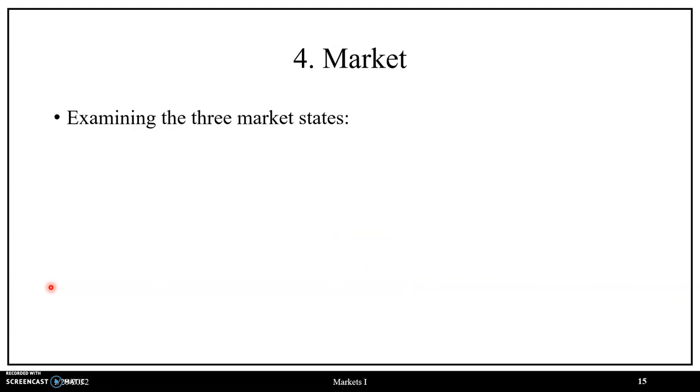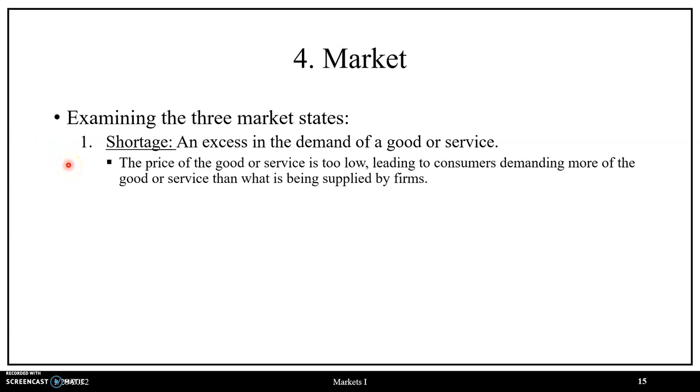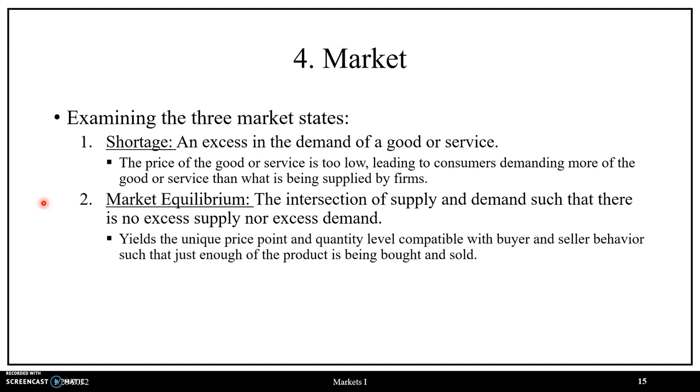So then to recap these 3 states and what we saw with our product market, the first possible state is that a market can be in a shortage, in that there's an excess in the demand of a good or service, such that the price of a good or service is too low, which leads to consumers demanding more of the good or service than what is being supplied by firms. To correct for this, our firms need to increase the price of the good or service up until the point where there's a market equilibrium, that is the intersection of supply and demand, such that there is no excess supply nor excess demand, and this yields the unique price point and quantity level that's compatible with buyer and seller behavior, in that there's just enough of the product being bought and sold.